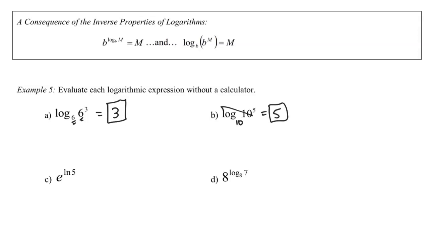Okay, for letter C, we've got e to the ln of 5, and e and ln are inverses of each other, so they cancel each other out, and it just leaves me with 5. So again, it's easy, you just have to recognize it as easy. And then finally in letter D, 8 to the log base 8 of 7. Hopefully you're catching on here and you can tell me quickly that the answer here is 7, which matches up with the argument there of that logarithm.